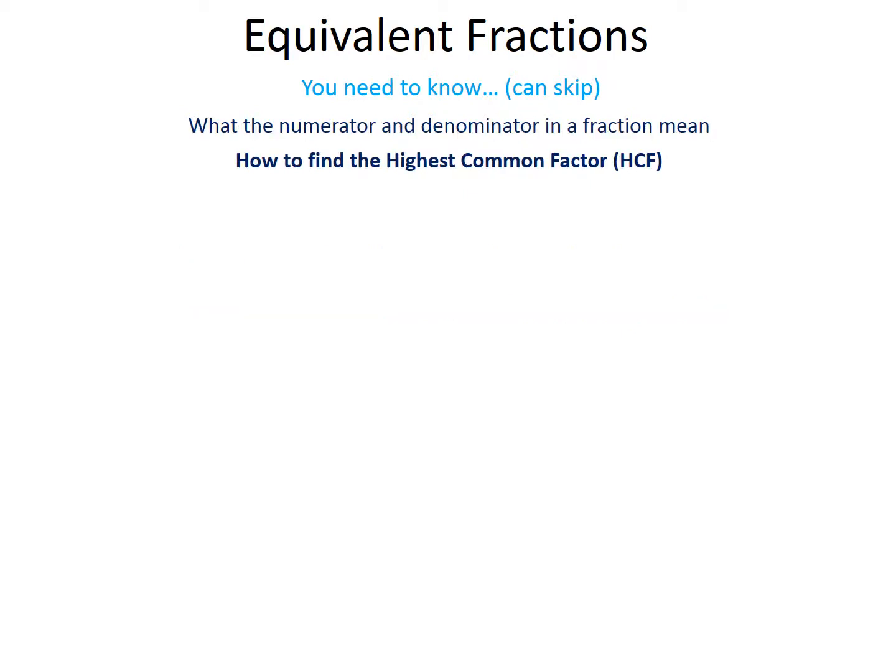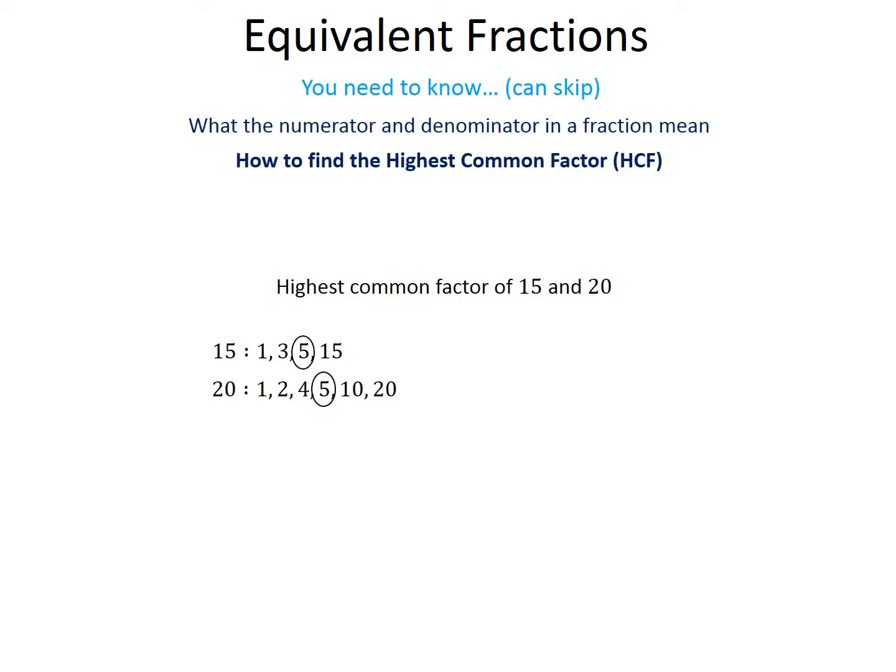The next thing is the highest common factor, and if I wanted the highest common factor of 15 and 20. Now remember, factors are numbers that go into it, so the factors of 15 are 1, 3, 5 and 15, because all those numbers can be divided into 15 with no remainder, and the factors of 20 are 1, 2, 4, 5, 10 and 20. The highest number that's on both of those lists, so the highest common one, is 5. So we would say the highest common factor of 15 and 20 is 5.